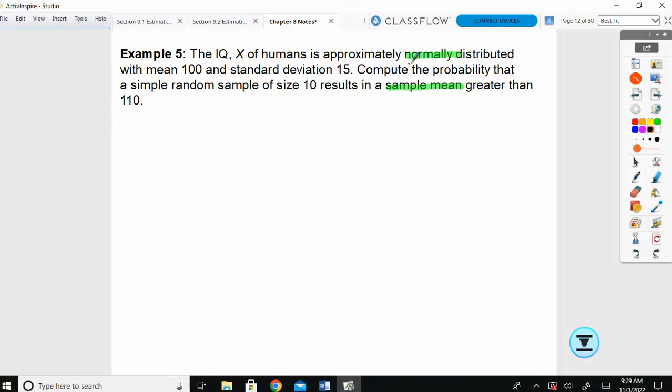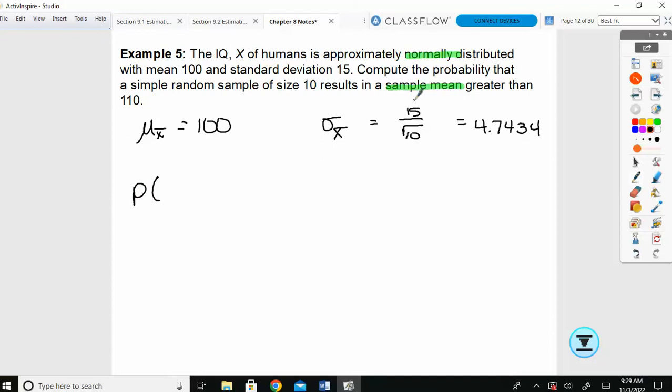So I told you it was normally distributed. I'm talking about a sample mean, so we have to have the mean and standard deviation for the sample mean. So that's the same as the original mean, which is 100. Standard deviation would be 15 divided by the square root of, how big is our sample? 10. And what does that give us? Keep more decimal places. Okay.